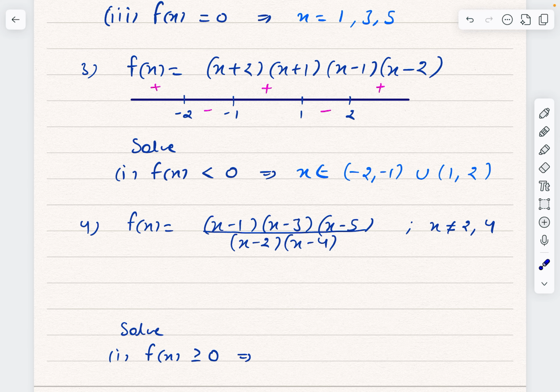See, f(x) is equal to (x minus 1)(x minus 3)(x minus 5) divided by (x minus 2)(x minus 4). Whenever you have something in the denominator, just remember the denominator should never be 0 because something divided by 0 is not defined. In the starting only we can define that x cannot be 2 and 4.